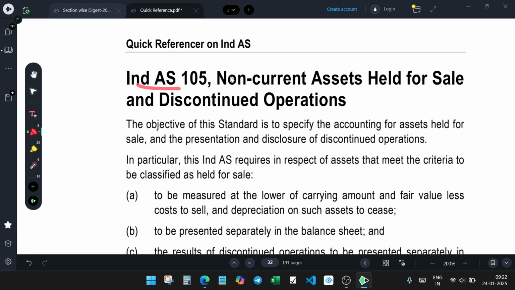Ind AS 105: Non-current Assets Held for Sale and Discontinued Operations. So, a non-current asset held more than 12 months in the books of account, held for sale, and discontinued operation, which is held for sale, or some operations of the company that are not being continued.